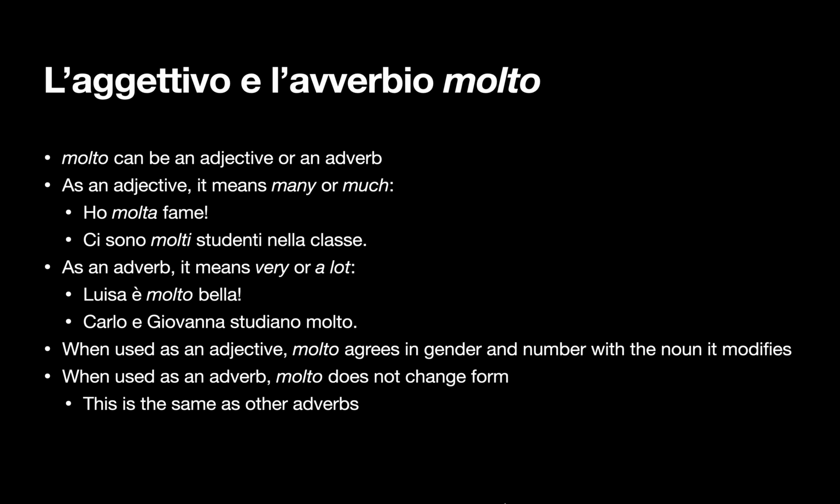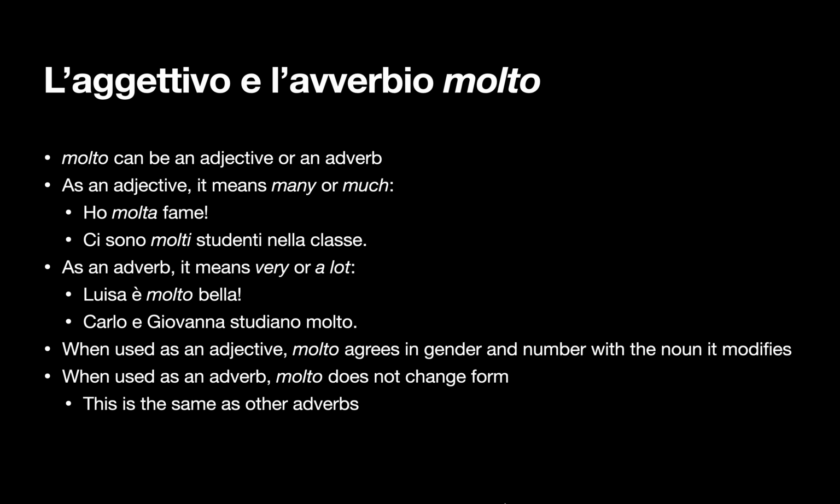So when molto is an adjective, it agrees in gender and number with the noun it modifies. When it's used as an adverb, it does not change form. It stays molto in all cases, as an adjective or as an adverb. That's the same with other adverbs in Italian. Adverbs never change form to match a noun because adverbs don't modify nouns.